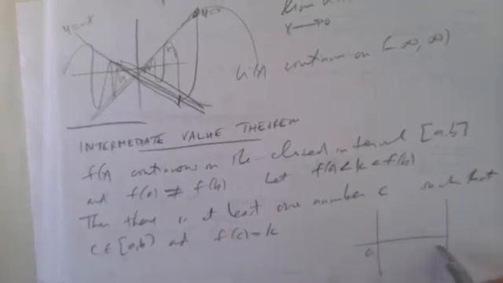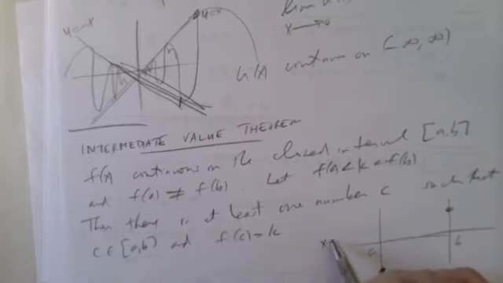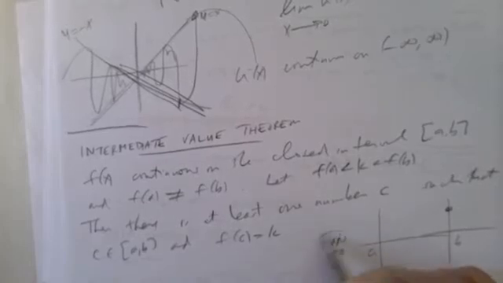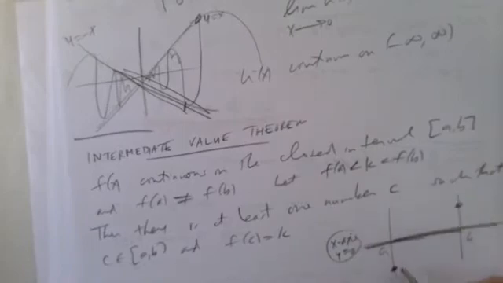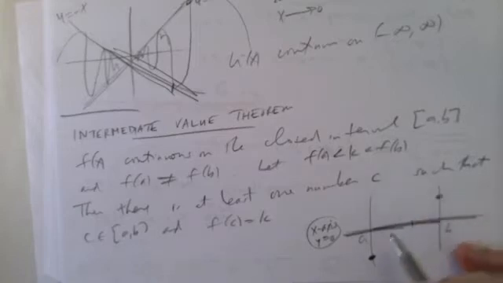Suppose we have a function from A to B, and let's say at A it's negative, and at B it's positive. This is the x-axis, which is the line y equals 0. And the continuous function has this value at A and this value at B. And the statement is there's some point C where the function is 0.